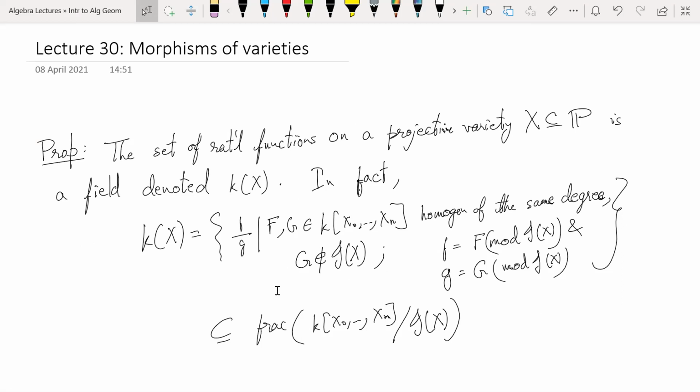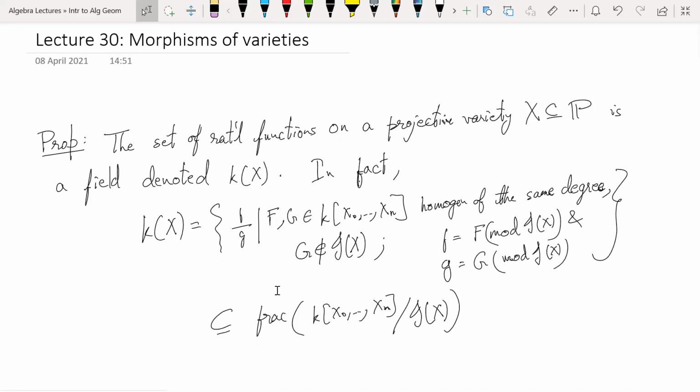So f is, let's say, capital F mod I(X), and g is capital G mod I(X), respectively, such that the degree of F and the degree of G in k[x0, ..., xn] is the same. But in fact, one can give a definition of the degree of little f and little g as well. So I'll talk about it in a bit.